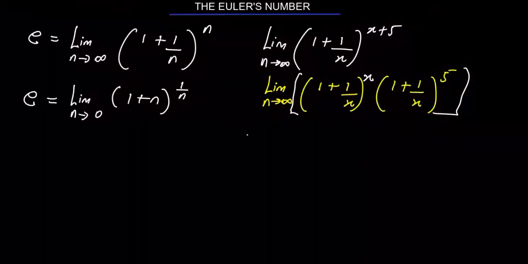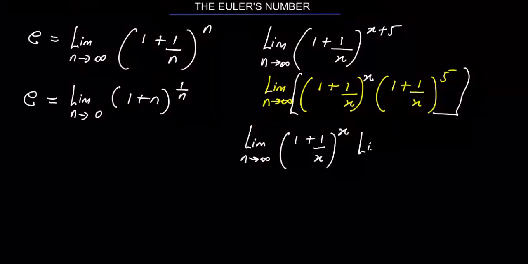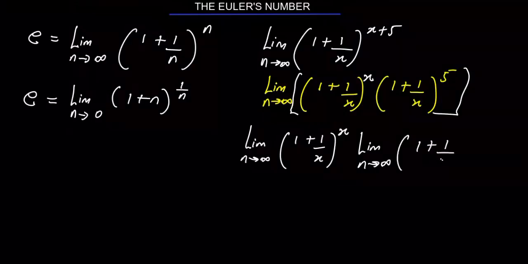I can have the limit as n tends to infinity of (1 + 1/x)^x times the limit as n tends to infinity of (1 + 1/x)^5. Remember, this is the Euler's number, so I have e. Then multiply by, look at this one. I can't apply Euler's number here because what I'm having here is 5, and what I'm having here is x, entirely different from each other.